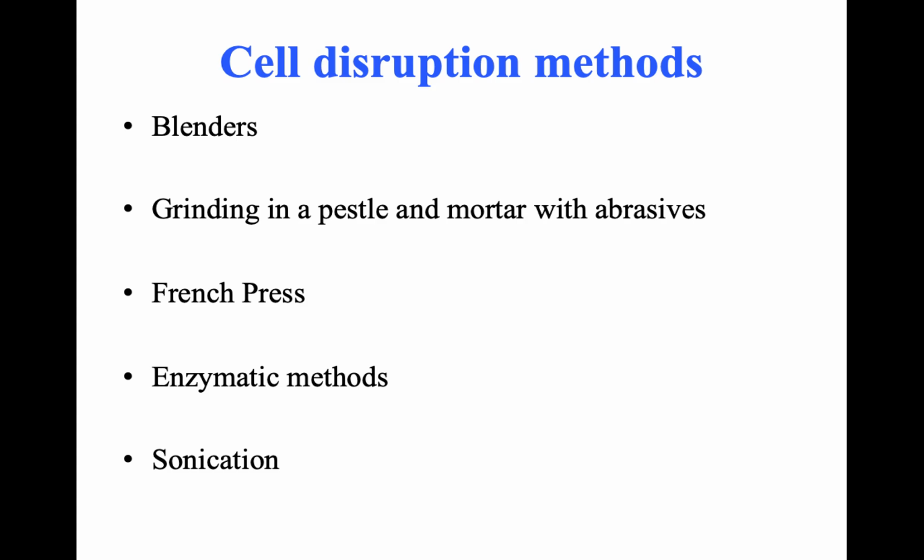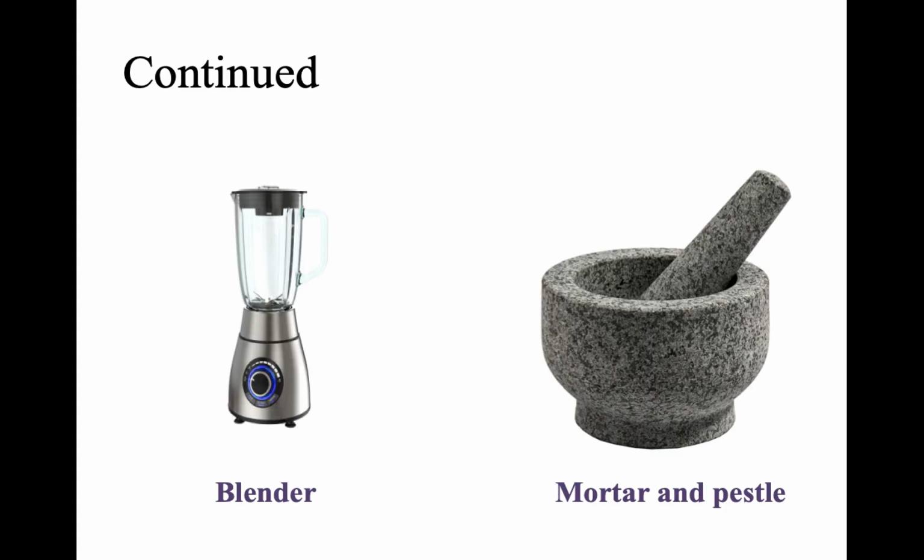Now we need to discuss the different types of cell disruption methods. We can disrupt the cells either by using blenders, or by using a mortar and pestle along with abrasives, or with the help of the French press, or with enzymatic methods, or with sonication. Domestic kitchen blenders can be used in the cell lysis of mammalian tissues or plant tissues.